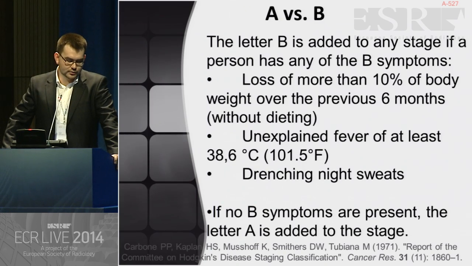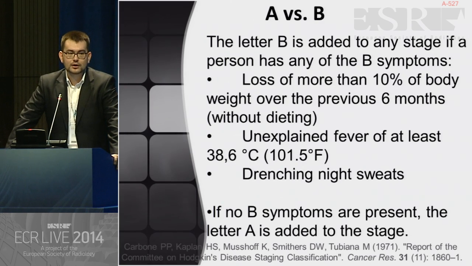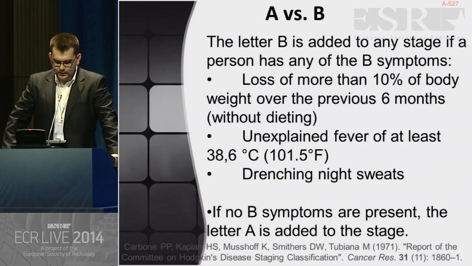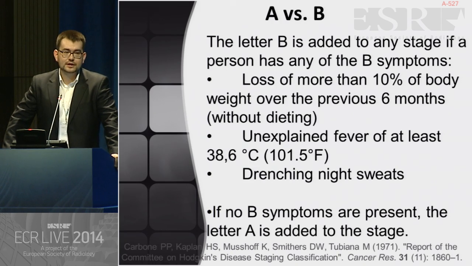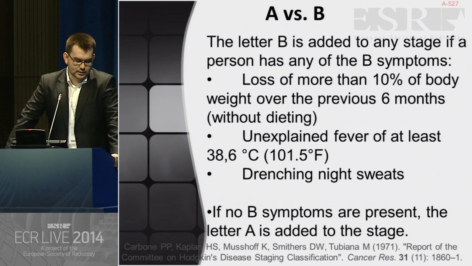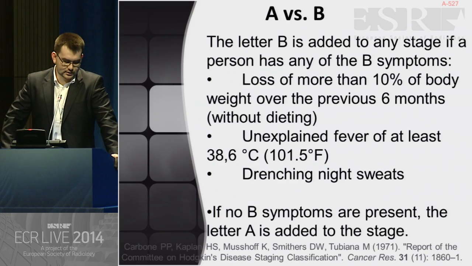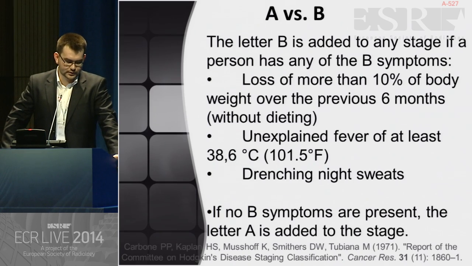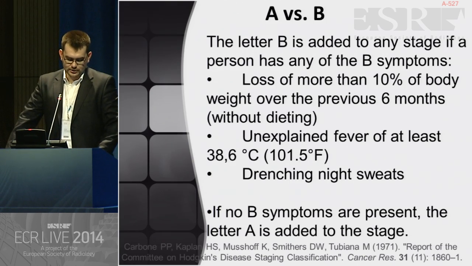Each stage may also be assigned A or B. The letter B is added if a person has any of the B symptoms listed below. These are loss of more than 10% of body weight over the previous 6 months, unexplained fever of at least 38.6 Celsius, and drenching night sweats. These symptoms usually mean the disease is more advanced. If a person has any of these, then more intensive treatment is usually recommended. If no B symptoms are present, the letter A is added to the stage.